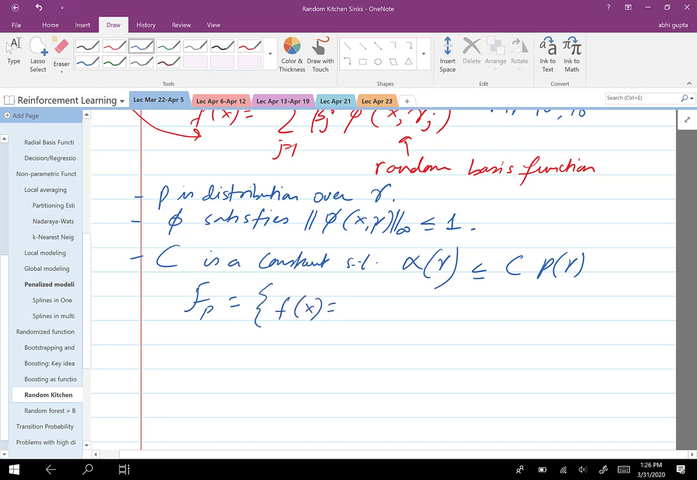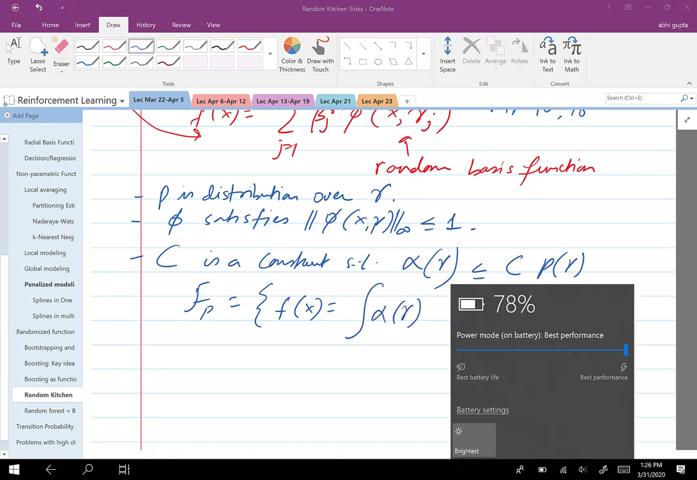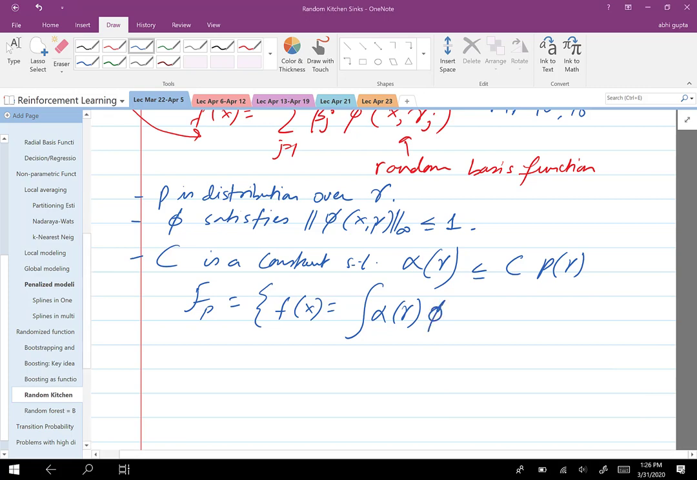f of x, which is given by the integral of alpha of gamma times P of x, gamma, d gamma, and this is over all of gamma. So this integral is over gamma, of course, right? And alpha of gamma satisfies this particular condition. So C is a constant such that alpha of gamma is less than or equal to C P of gamma. So FP is the function class.